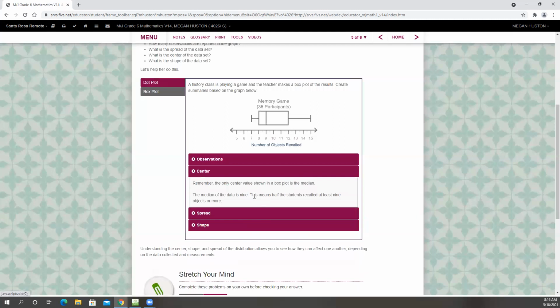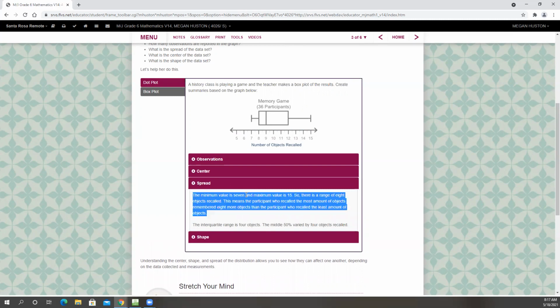The center, okay, remember the only thing that we can see on a box plot is the median because we don't have all the data points, so we can't find the mean. But the median is right here in the middle. That is 9. That means half of the students recalled at least 9 or more objects here. The spread, the minimum value is 7. We see that with our first whisker, and the maximum is 15. So there is a range of 8. So 15 minus 7 gives us 8. So there's a range of 8 objects recalled.